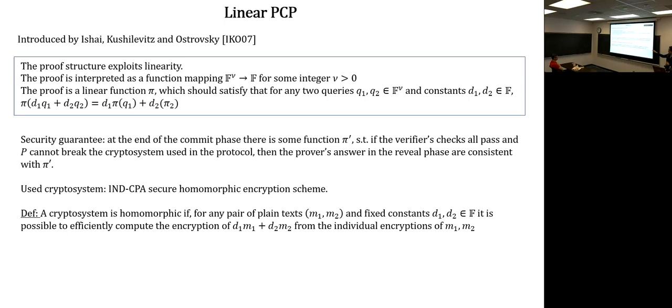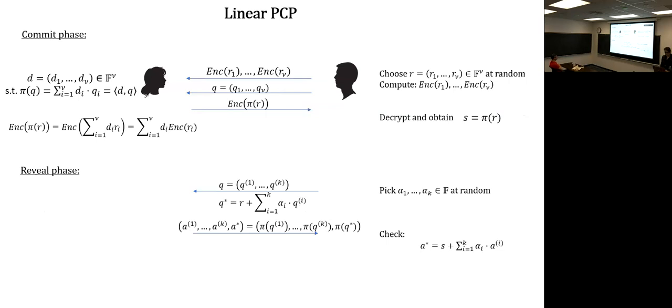So the cryptosystem used in the construction of the ZK-SNARK is an IND-CPA secure homomorphic encryption scheme. Okay, here's the definition of a homomorphic secure encryption scheme. This I might skip. The idea of a linear PCP works as follows. Now the protocol starts on the verifier side. The verifier starts the protocol by choosing random values R1 to R nu and computes the encryption of those random values by applying a homomorphic cryptosystem, and then sends those encryptions to the prover, and also sends new queries to the prover.